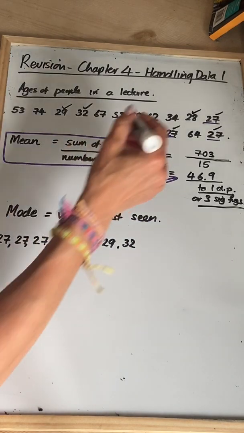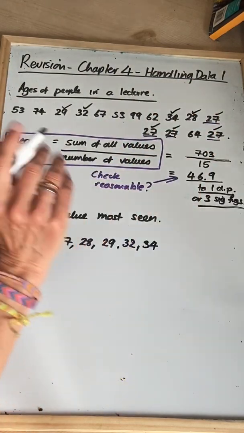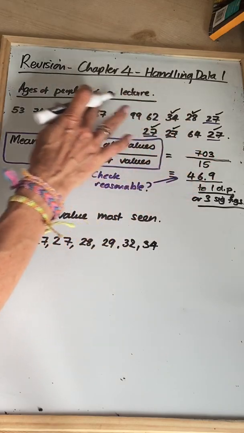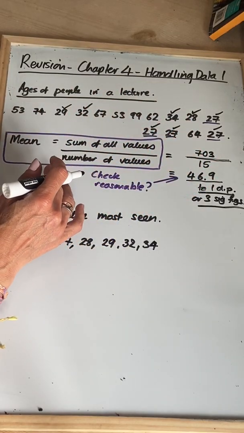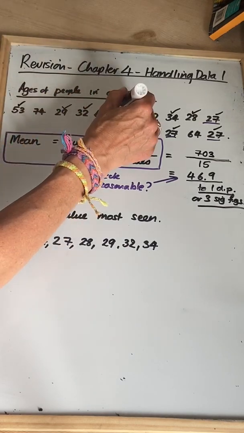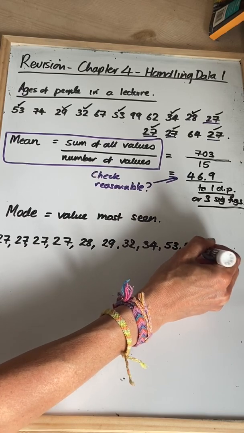I haven't got a 33, but I have got a 34, so I'm ticking that. Notice I'm ticking them. That is so that I get them all in and I don't forget any. So 34, next one up from 34. Nothing in the 40s. No people in this lecture in their 40s. So I'm going into the 50s. I've got two 53s. Put those in. 53 and 53.